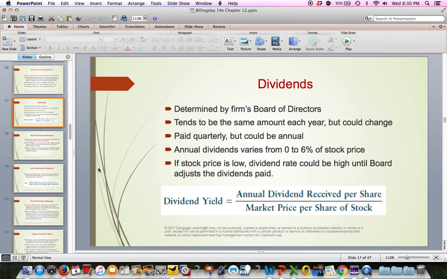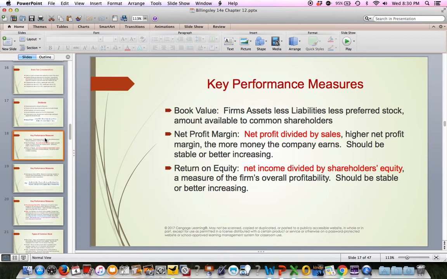Generally, dividends will be 0 to 6% of a stock price. If you find a company that is paying around 6% of its dividends compared to price, that's actually not a bad deal. That's pretty good yield. If the stock price is low, dividend rate could be high until the board adjusts the dividends paid. So obviously if the stock price comes down and the dividends don't change, the yield will go up. So the yield is calculated as dividend received per share divided by market price per share. And that's a formula you will be using when you do the Cengage Now problems. Just be aware of that.